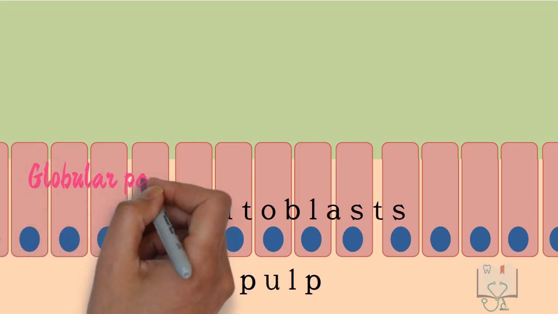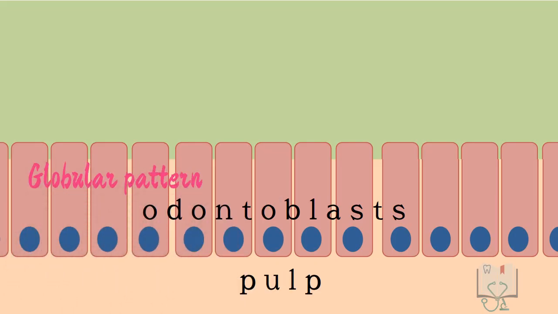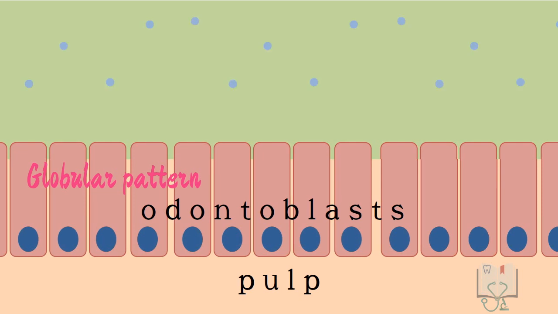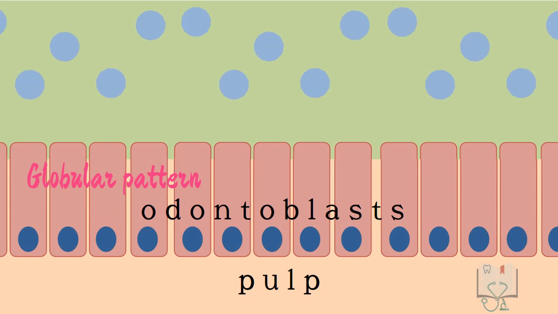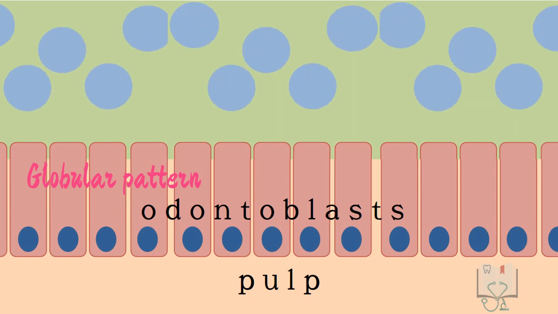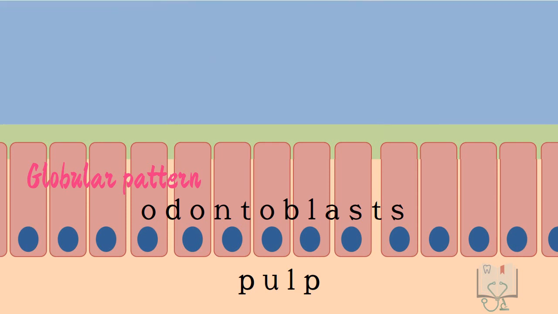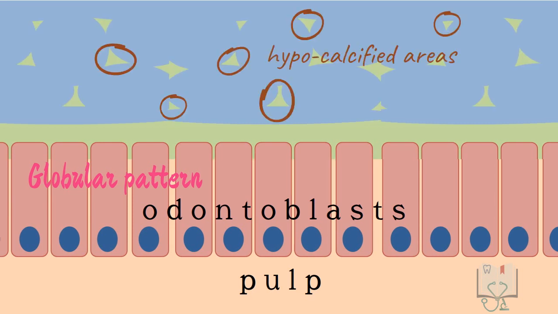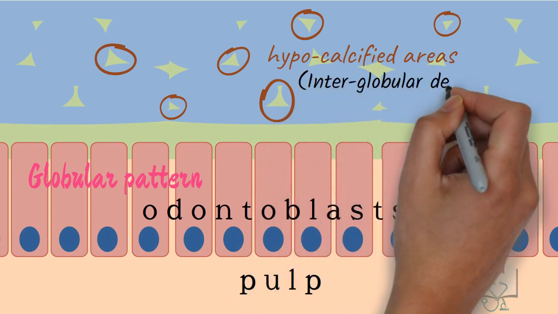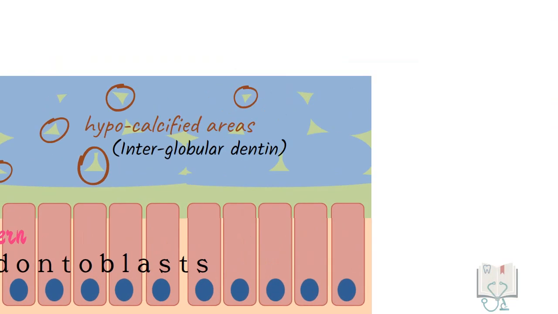In globular mineralization, the odontoblasts deposit the hydroxyapatite crystals in several areas of the collagen matrix. These crystals then grow centrifugally with deposition of more minerals. Eventually, these enlarging globules fuse to form a single mineralized mass. In case there is hindrance in the fusion of these globules, the resulting hypocalcified areas are called interglobular dentine.